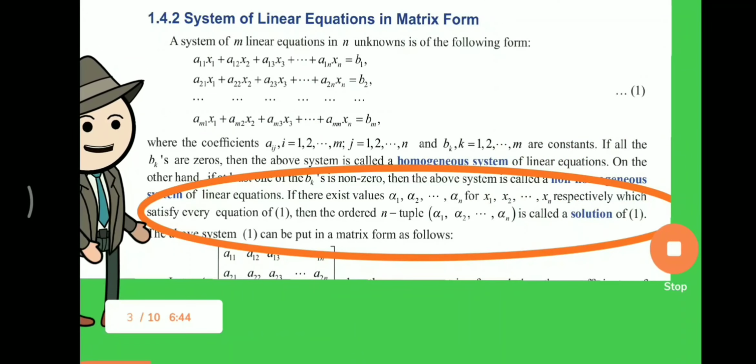If there exist values alpha 1, alpha 2, etc., alpha n for x1, x2, etc., xn respectively, which satisfy every equation of the given linear system, then the ordered n-tuple alpha 1, alpha 2, etc., alpha n is called a solution of the given system of linear equations.